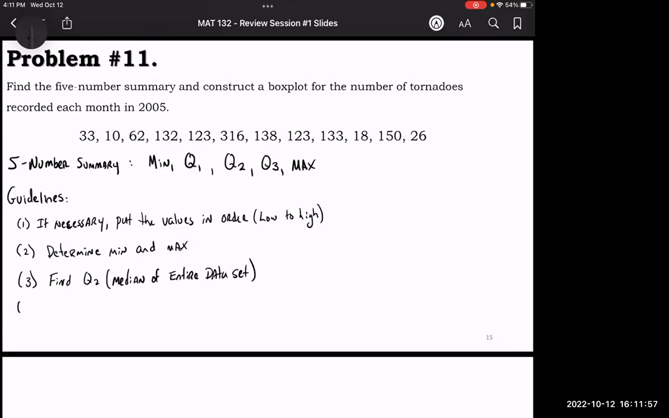Okay. Now, if you want to find Q1 and then Q3, you'll either have to do medians now of a lower half and upper half. O'Neill, hold off on your question. I want to try to get through the whole problem first.